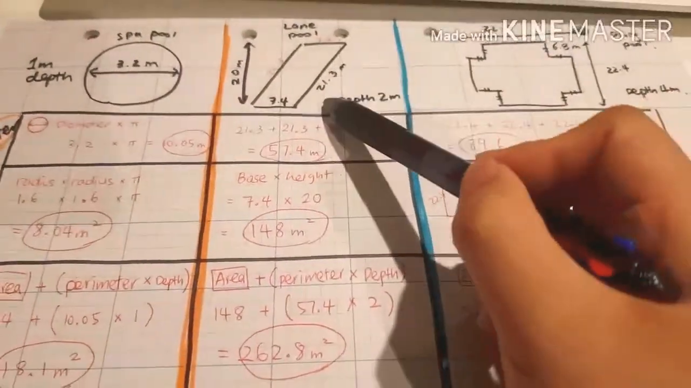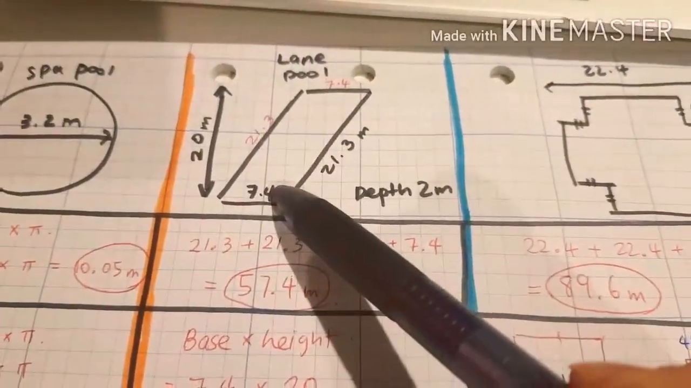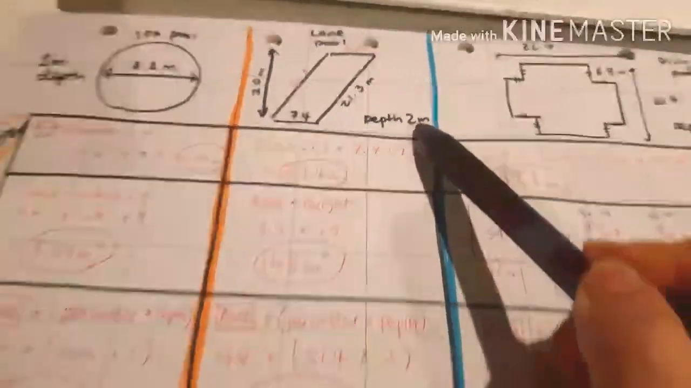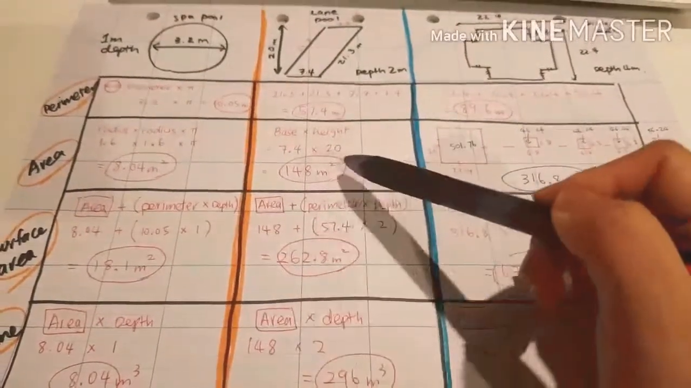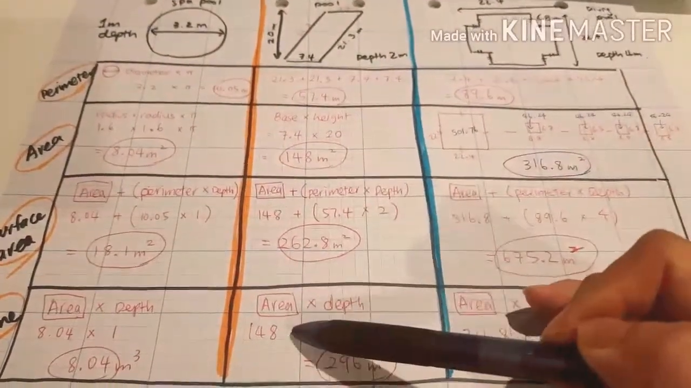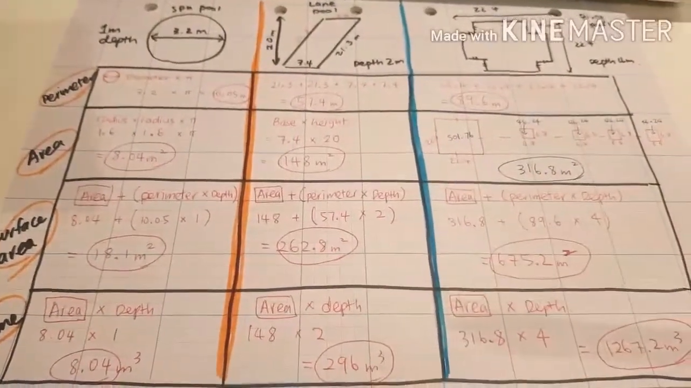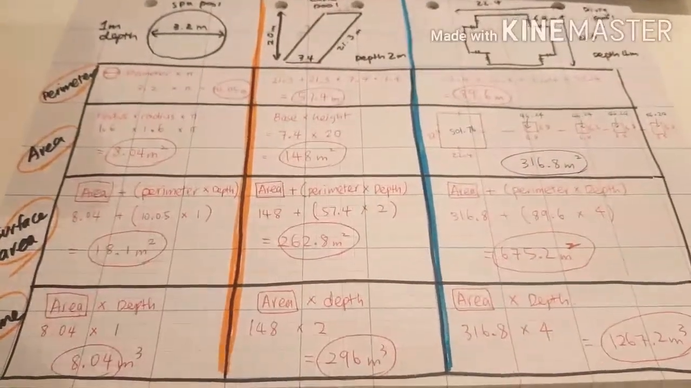Okay, then how do I find the volume for that? You have to find the area, which we have already done, times it by the depth. Area times depth, right? So the area I already calculated, 148, times the depth, 2, and there you go. And the unit has to be in meters cubed.